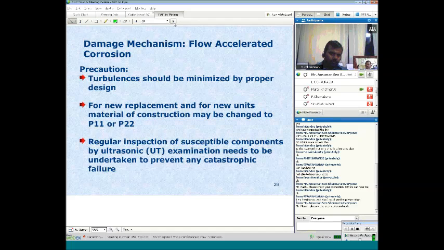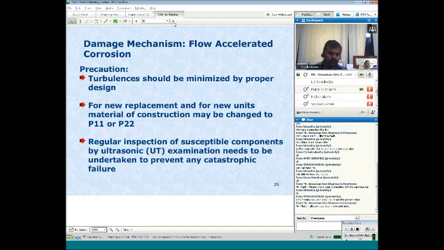It is in the low temperature area between 140 to 240 degrees centigrade. And there are chances of some turbulence because of the bends, and bends are primarily short bends and such. So these are the areas where we can expect the FAC. Therefore, we must have a proper system of thickness measurement in those locations.